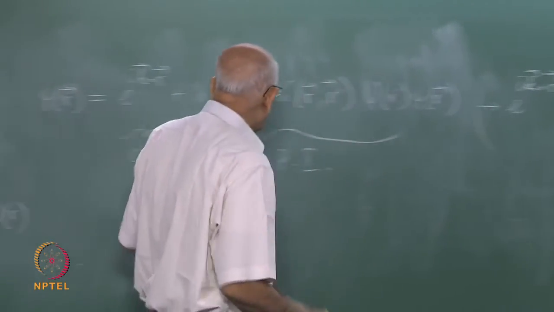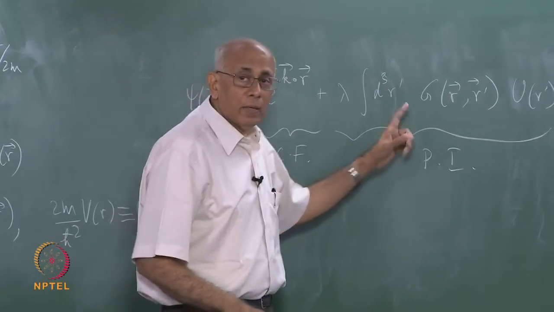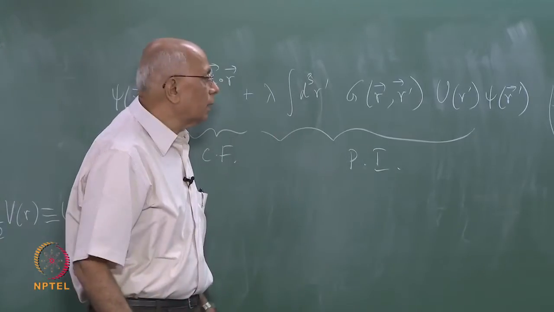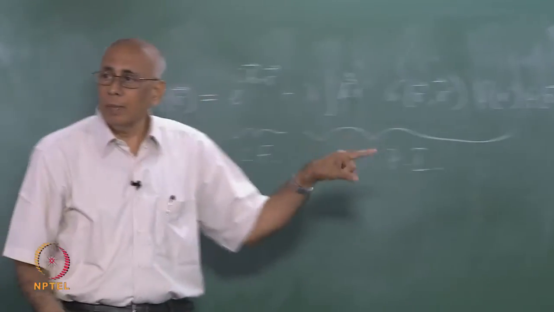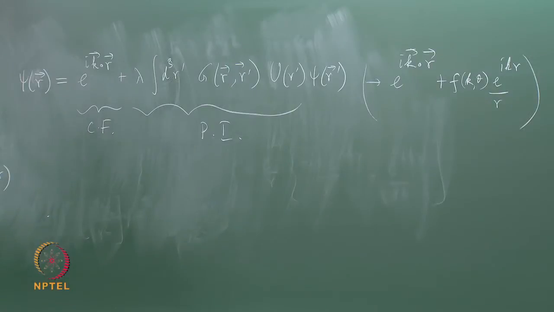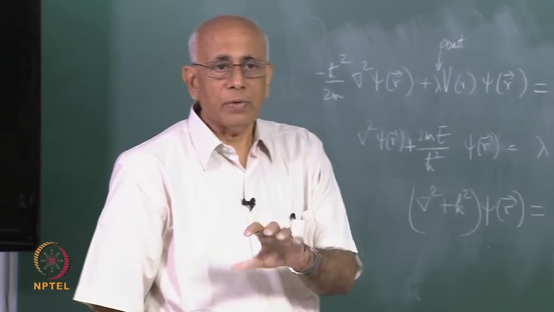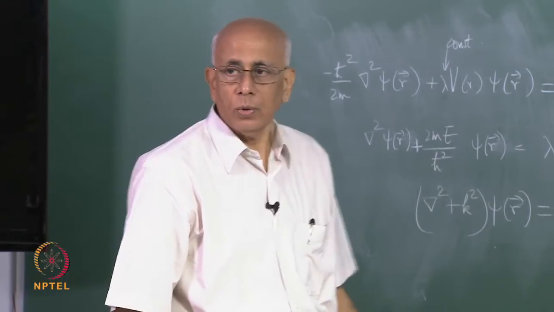So the trick is to start with this, find the Green function, put it in there, and then let it go to this limit when little kr is much bigger than 1, and extract, by comparing with that form, what this f of k comma theta is. That is going to be the strategy.